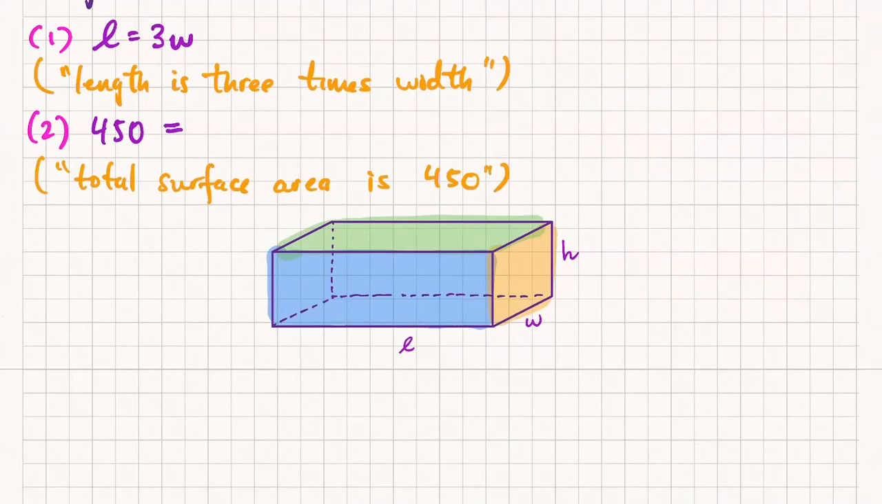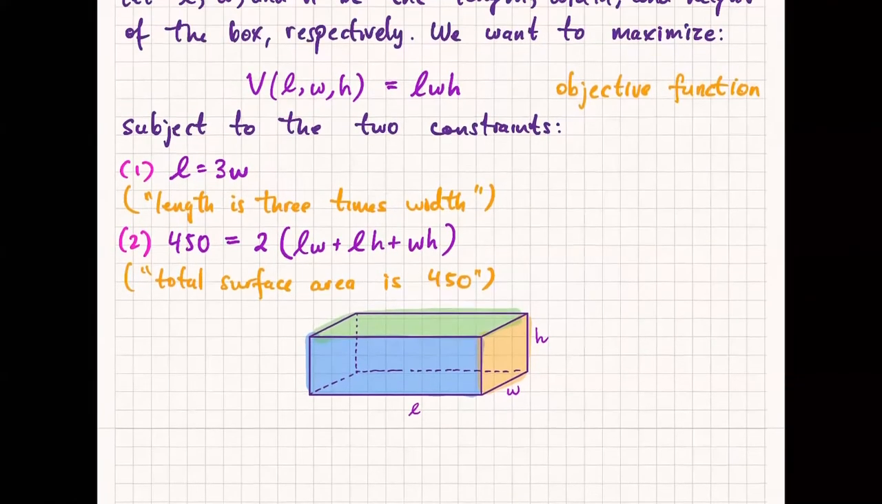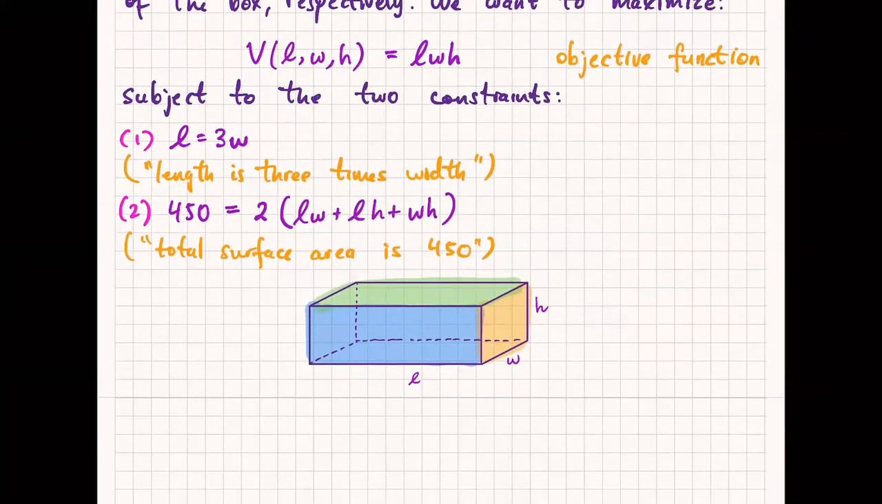So make sure you account for all six faces, right? There's six faces to a box. They come in pairs, three pairs. So I think Margaret has it. 450 has to equal 2 times LW plus LH plus WH. And multiply the whole thing by 2, and that has to equal 450. Okay, now we have to do what? What is the next goal in our problem? I identified the objective and identified my two constraints. What would be the next goal of the problem?